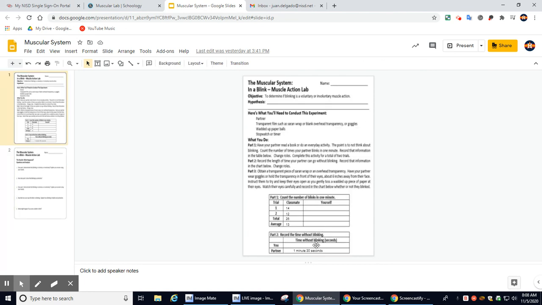For part number two, this time you're going to use a stopwatch, and you're going to see how long you can keep your eyes open without blinking. Again, I gave you my information down here. I was able to do it for a minute and 30 seconds. And then you'll fill in your information in this part.